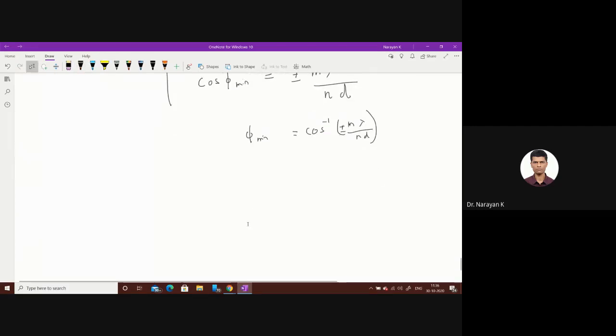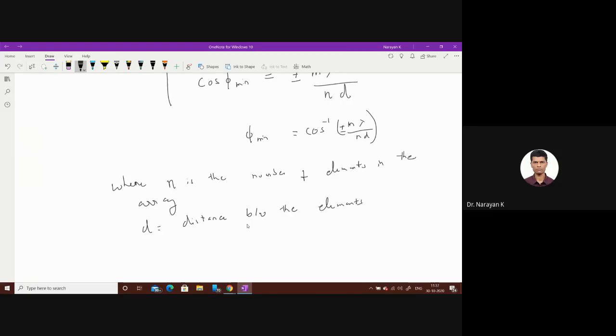Okay, where n is the number of elements in the array, write down. Where n is the number of elements in the array, d is the distance between the elements, d is equal to distance between the elements, lambda is the wavelength.